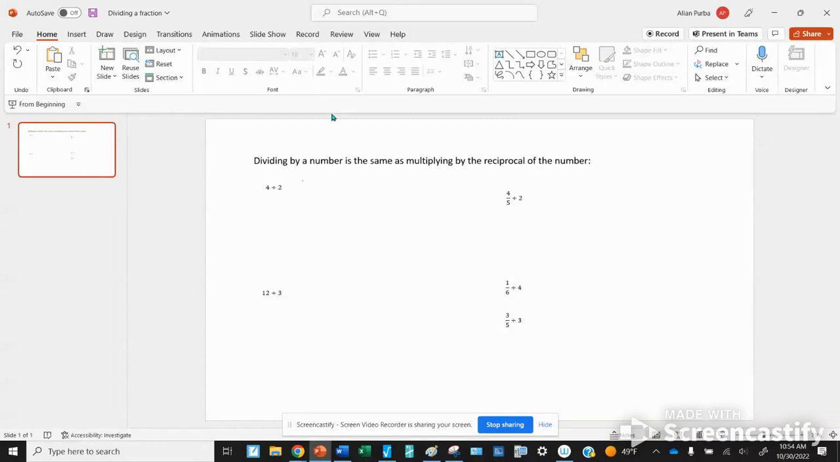So today I'm going to tell you a secret. The secret is dividing by a number is the same as multiplying by the reciprocal of a number. That is a secret that everybody needs to know. You need to know that dividing by a number is the same as multiplying by the reciprocal of the number.